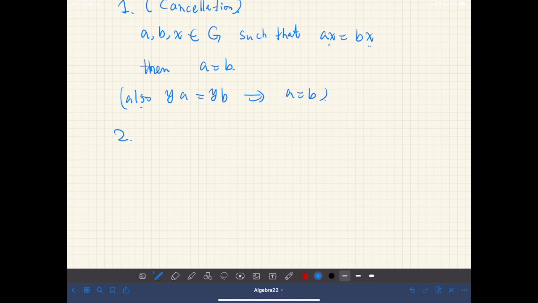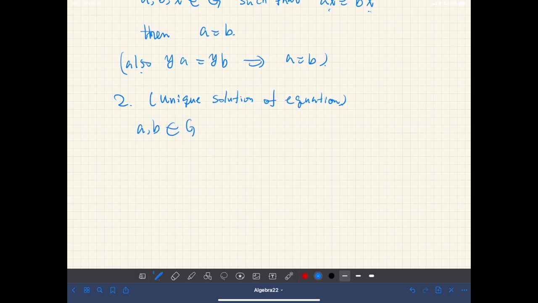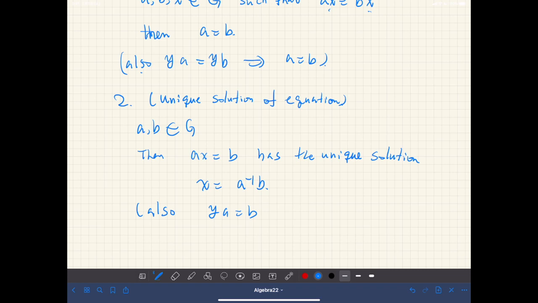And second, unique solution of equation. That is, let a and b be elements of G. Then ax equal to b has the unique solution. That is, x is equal to a inverse times b. And also we can solve ya equal to b by multiplying the inverse of a from the right. So y is equal to b a inverse. So in this case, this one is the unique solution of this equation.